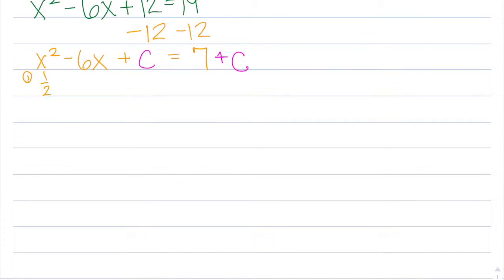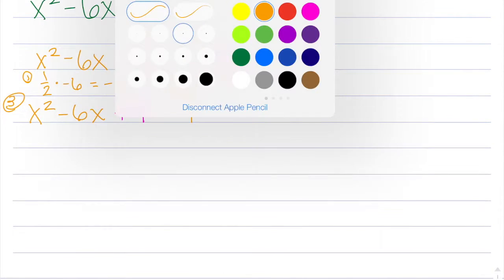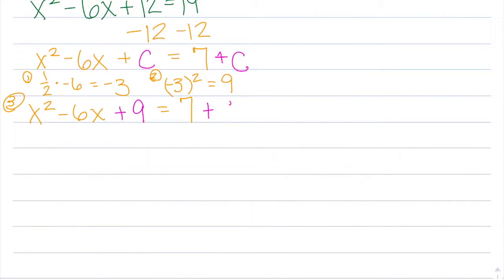From here we have to solve for c, so 1/2 times negative 6 gives us negative 3. Negative 3 squared gives us 9. So we have x squared minus 6x plus 9 equals 7 plus 9. Okay, so that factors to x minus 3 squared equals 16.